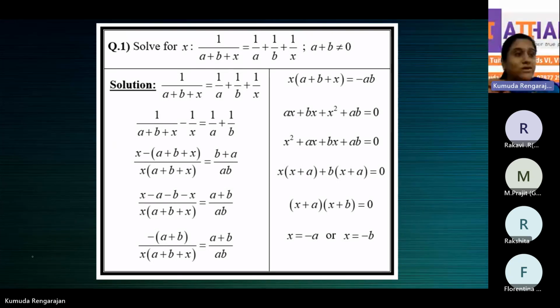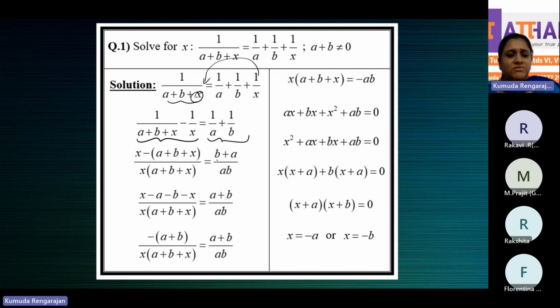So just one simple thing you have to do. There is x here. This one has x. So transpose this x to the side. So here we have the x terms here and the ones which don't have x here. Take the LCM. And yeah, that's it. Nothing else.